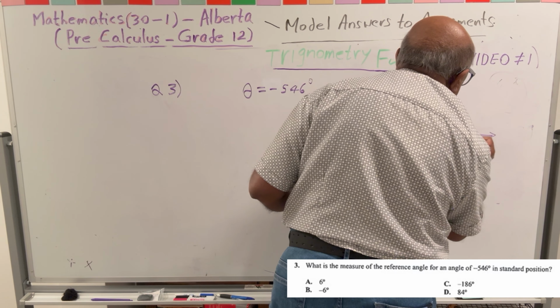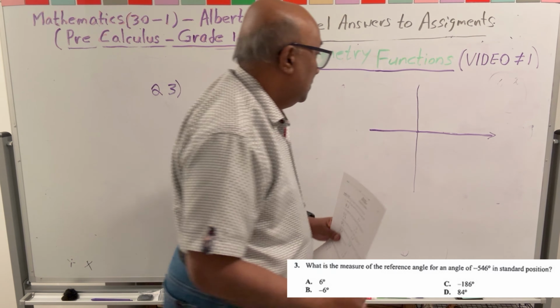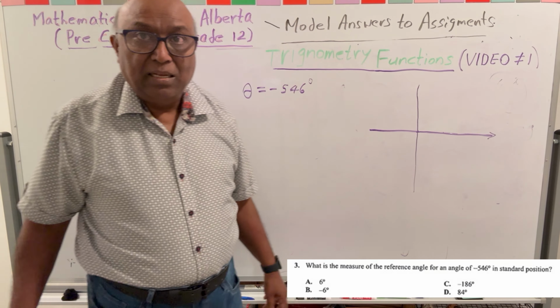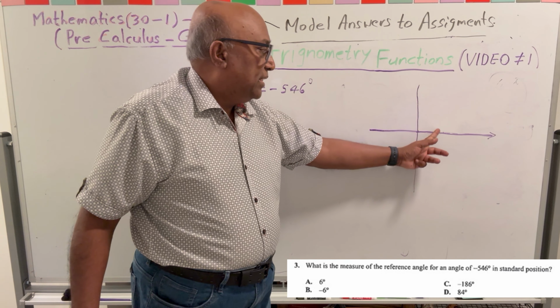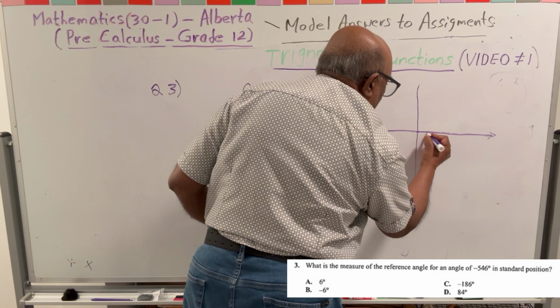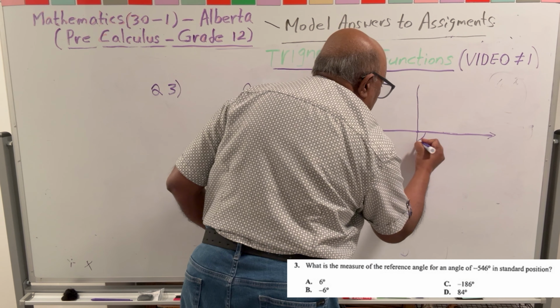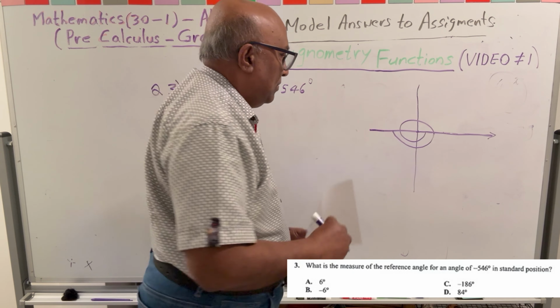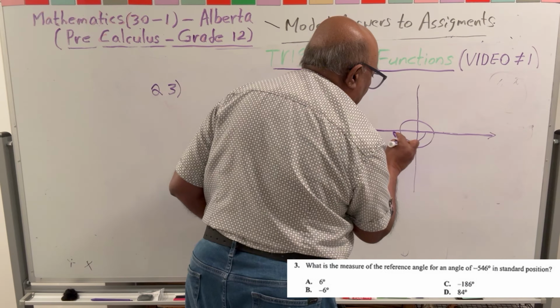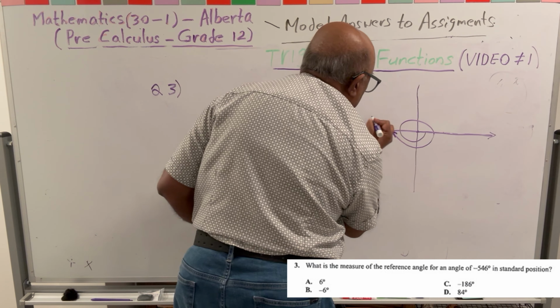As I said in the previous question, we have to measure this angle from the initial arm. Initial arm means positive x-axis. As the angle is negative, we have to measure the angle in clockwise direction. Up to here, negative 360. If you go 180 more, this is 540. 360 plus 180, 540. Actually, we have already moved this one. The remaining amount is angle 6.